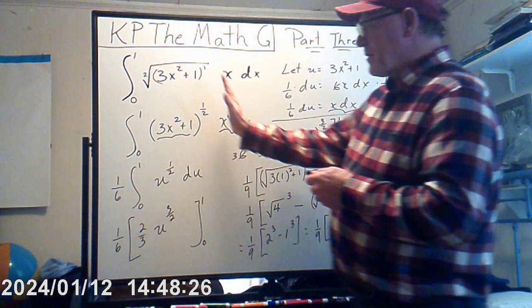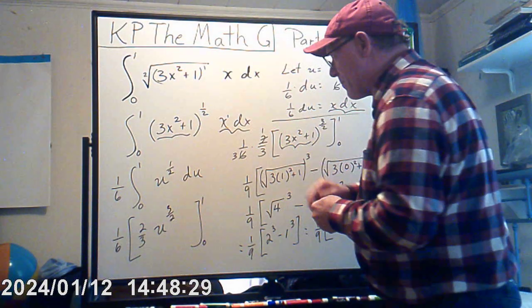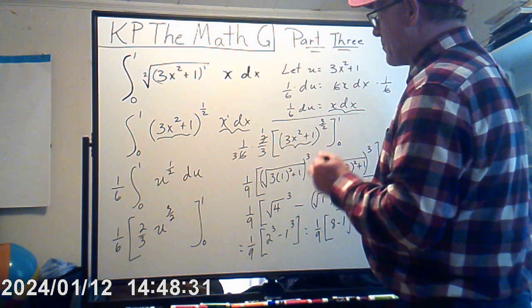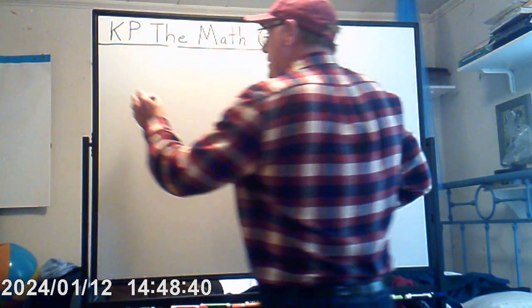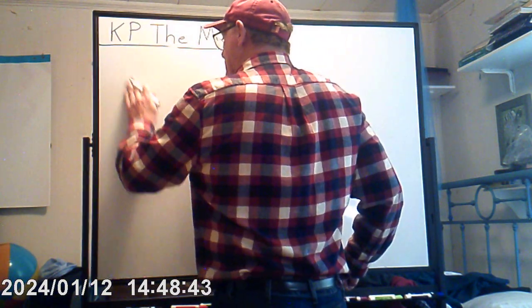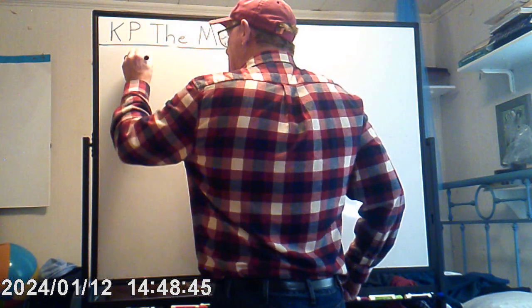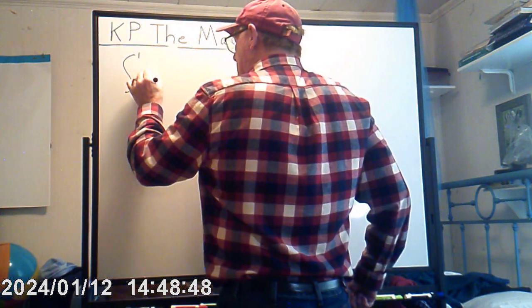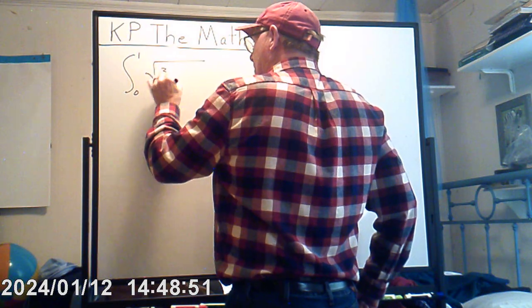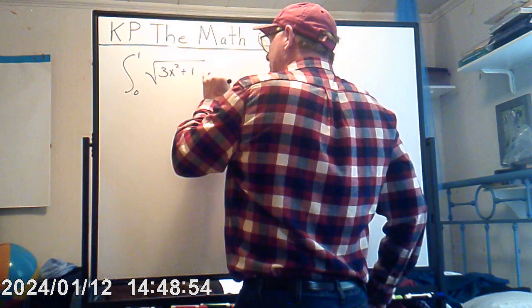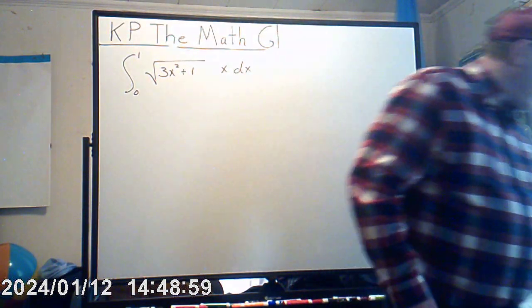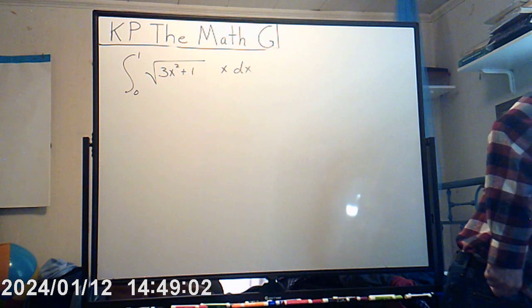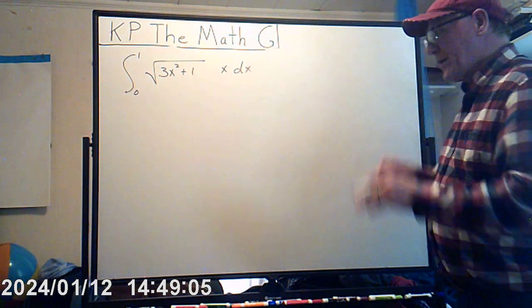I'm going to do something a little different than the last one, so I'm going to have to flip it over and put the problem back up again. Square root of 3x squared plus 1. And here we go. So now again, we'll evaluate from 0 to 1 the square root of 3x squared plus 1 times x dx. I do believe that's what I had originally written down. Yes, I do.